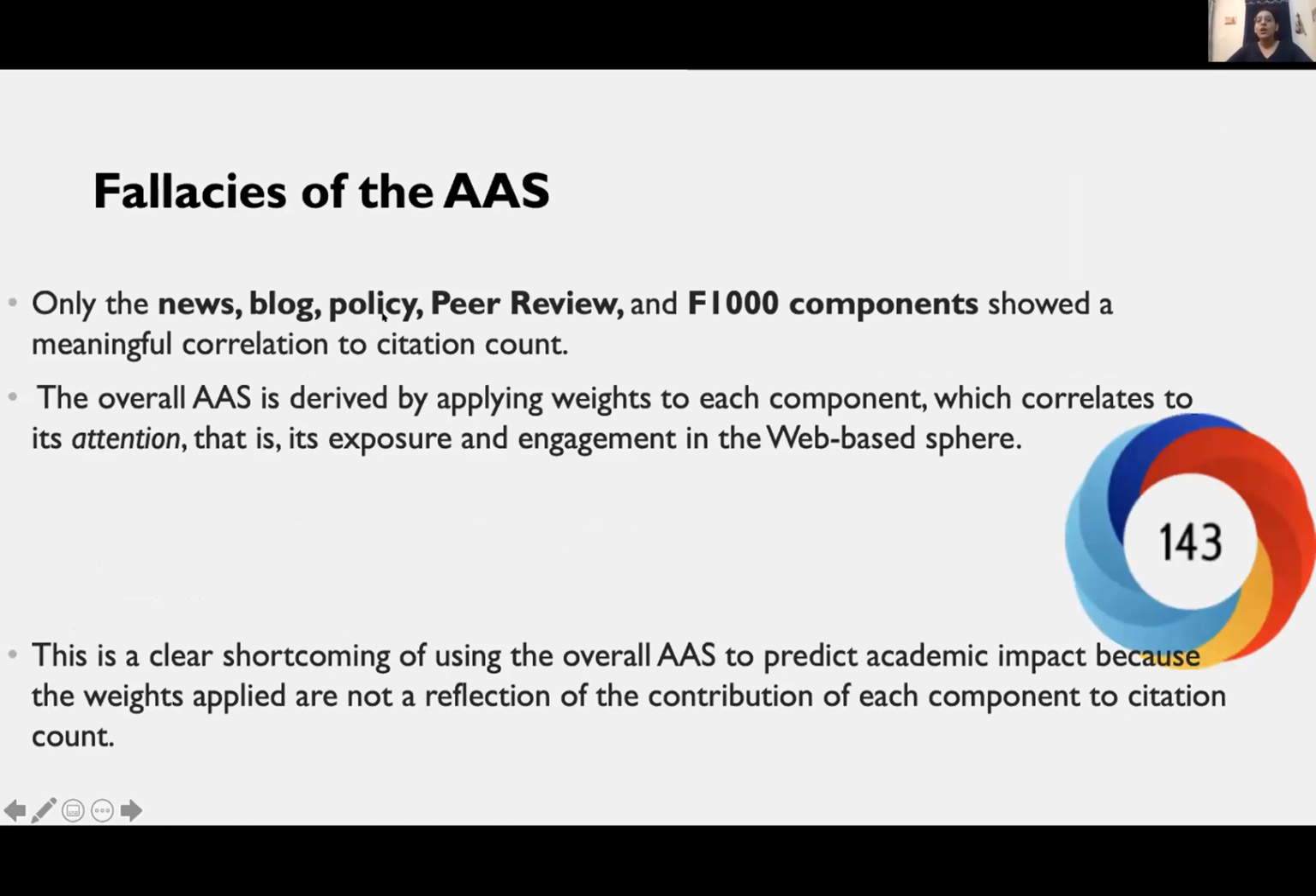Only the news, blog, policy, peer review, and F1000 components. These are 4 or 5 components that show meaningful correlation or slight correlation to citation count. And the weights may not be applicable to citation. They're just measuring your attention, which may not translate into citation.